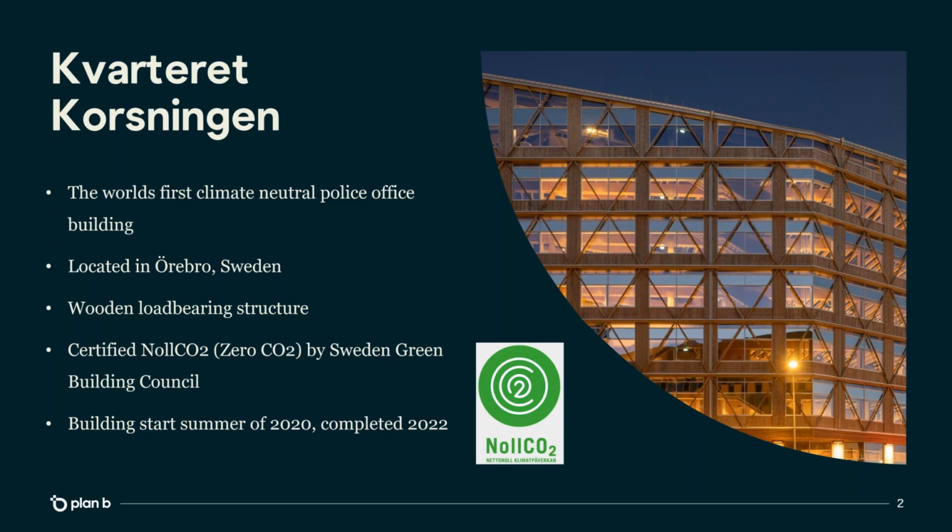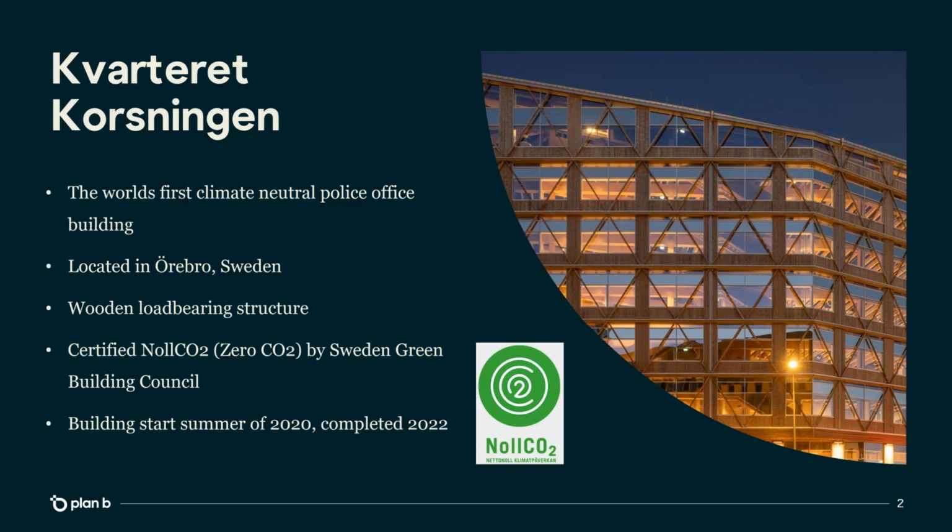Kvarteret Korsningen is the world's first climate-neutral police office building, and it's located in the center of Örebro, which is the 7th biggest city in Sweden. The building has a wooden load-bearing structure and is also Örebro's first wooden office building. It has been certified according to the new certification, Sweden Green Building Council's Noll CO2, which translates to 0 CO2. The goal for the building is to have net 0 carbon dioxide emissions throughout its lifetime.